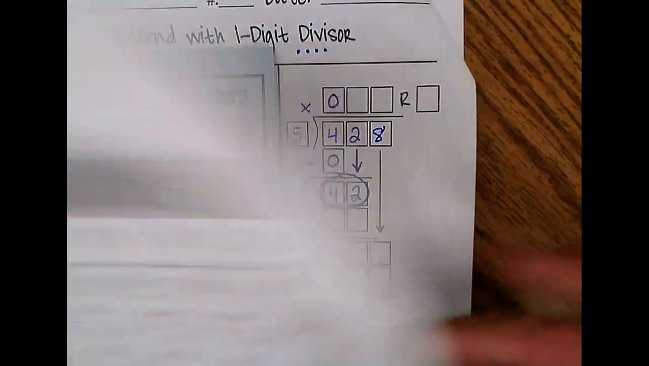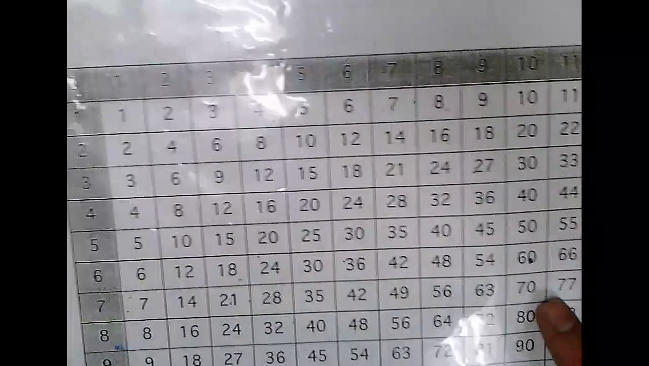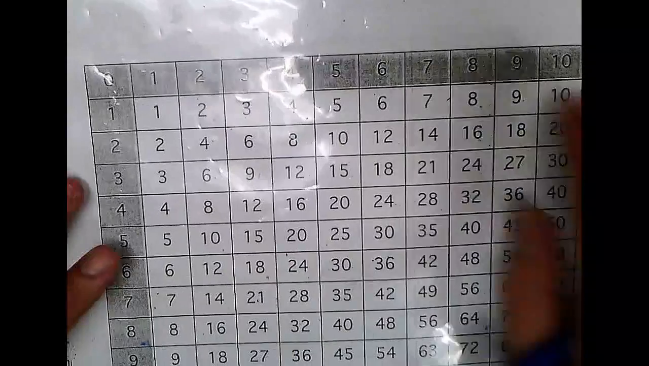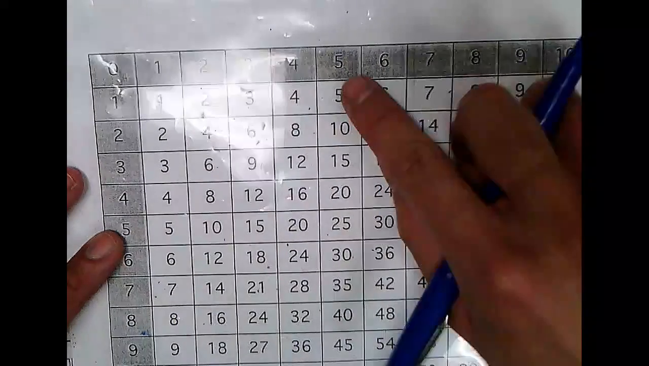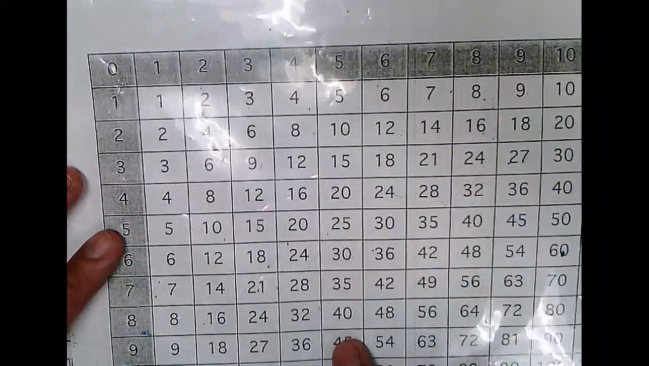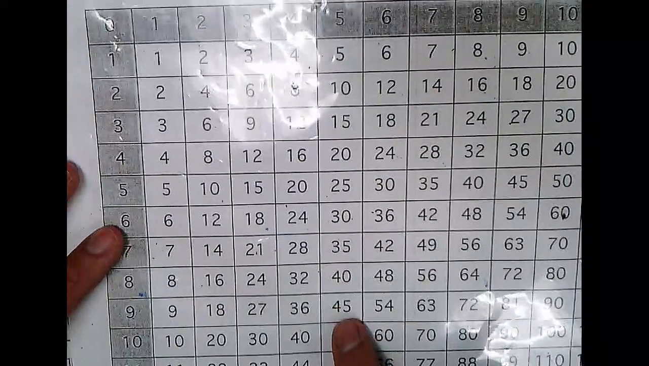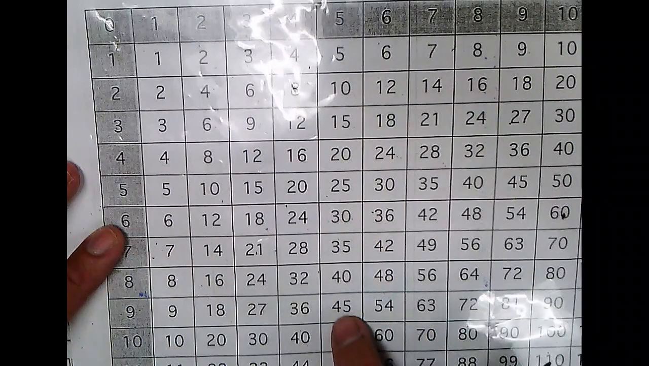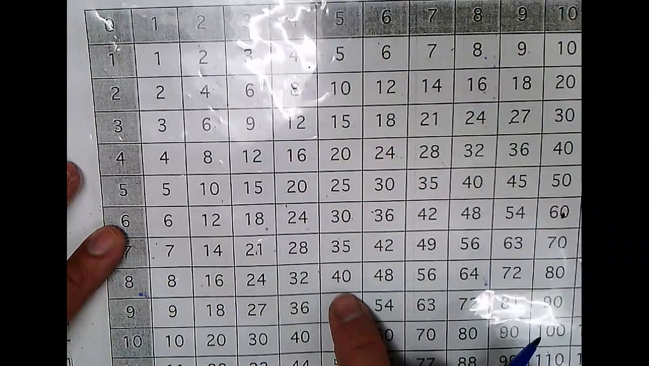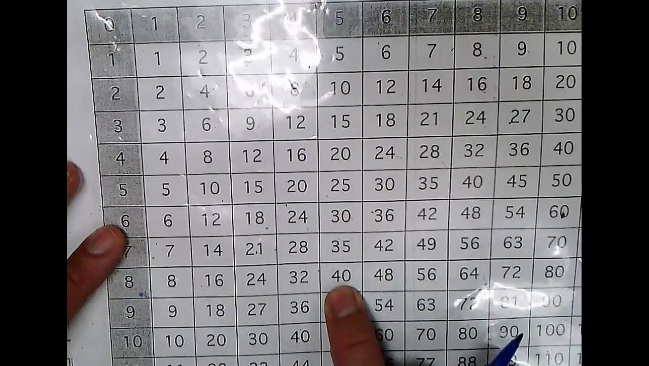Well, if you're not sure, look at your multiplication chart. Since we're talking about making groups of 5, I'm going to look under the 5, and I'm going to look for 42. But I do not see 42 on here, right? 42 and 5 are not compatible. So what I'm going to do is look for a number that's smaller than 42 that does work with 5. And I have 40 here.